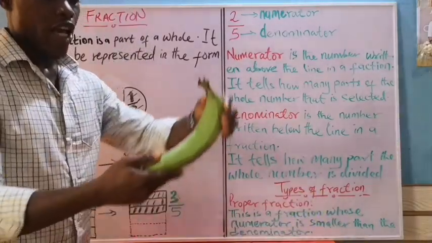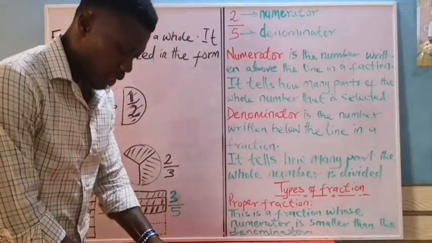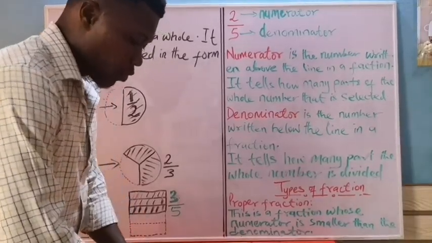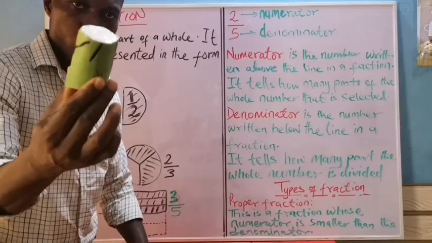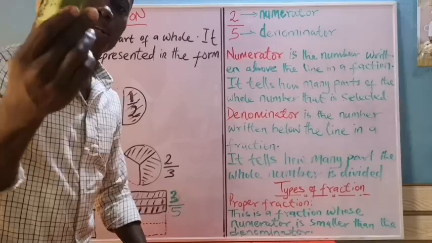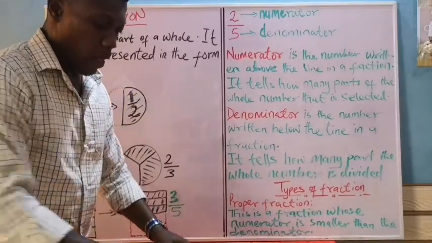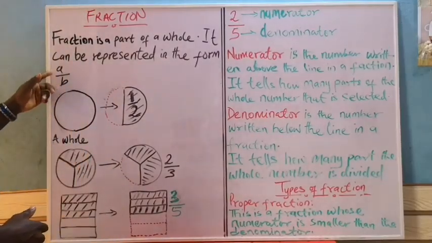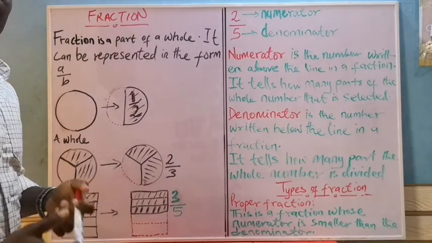Now, I have a whole plantain here. If I cut this whole plantain into three, this is only part of that whole I showed you earlier. So this is not a whole plantain anymore, and I will call this one a fraction of that plantain. A fraction is normally represented as A all over B. Yes, that is how we normally represent a fraction.